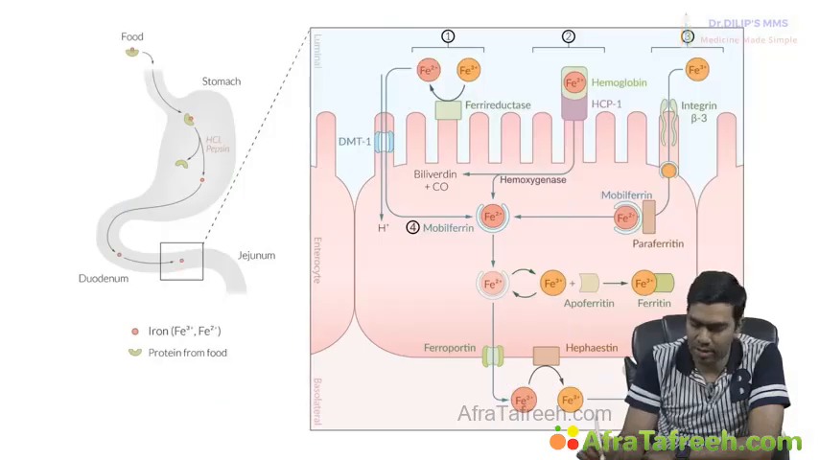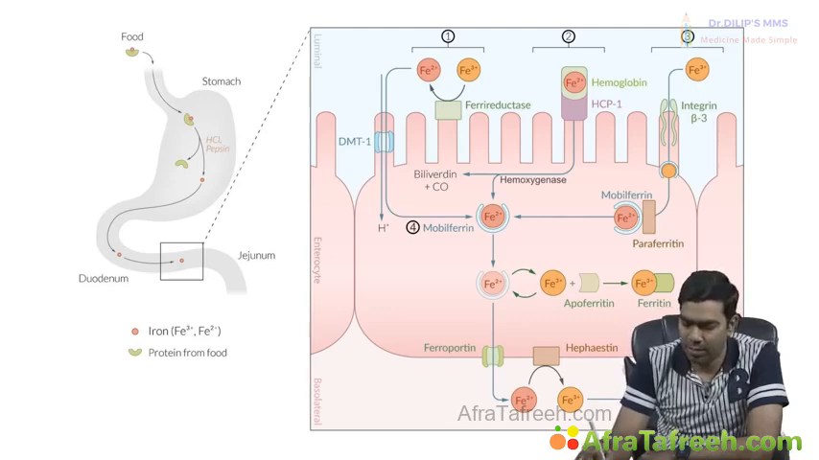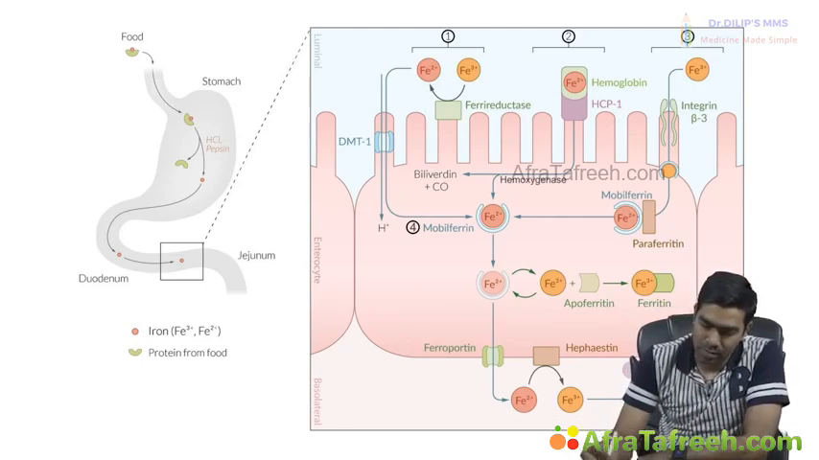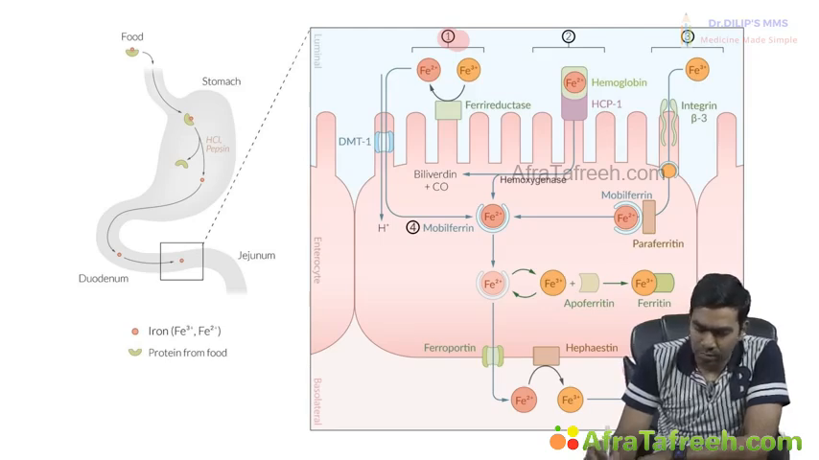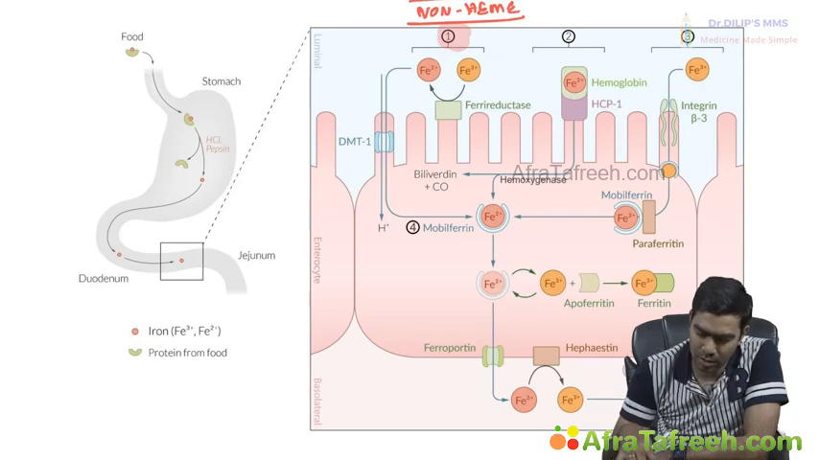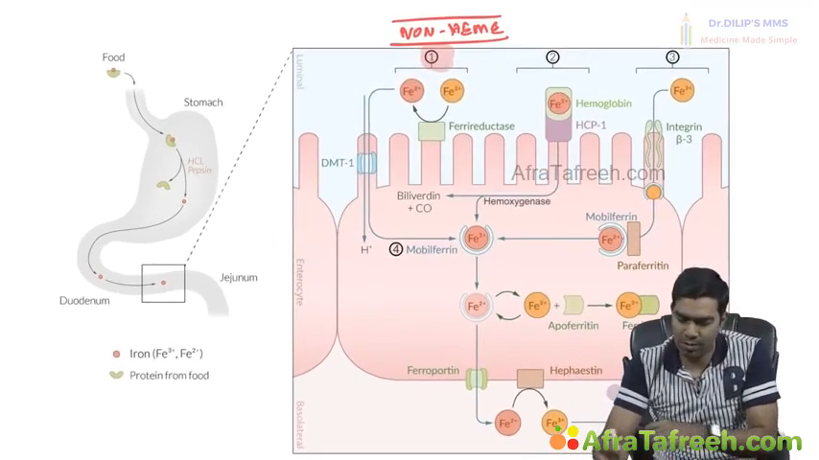So this slide is definitely going to tell you a lot of detail on iron absorption. You can see iron absorption happens in a lot of steps. This is the first step in iron absorption, where we are talking about the non-heme iron in the first place. The moment you talk about non-heme iron, the one thing you're going to have is Fe3+. This is the ferric ion.